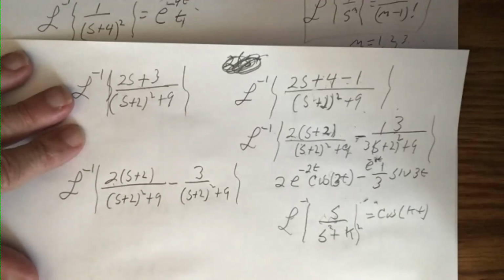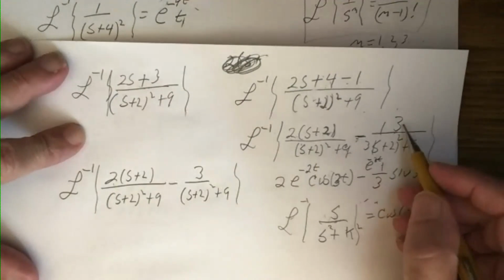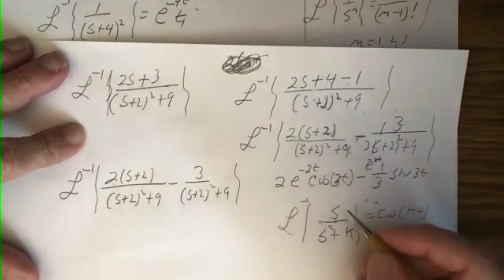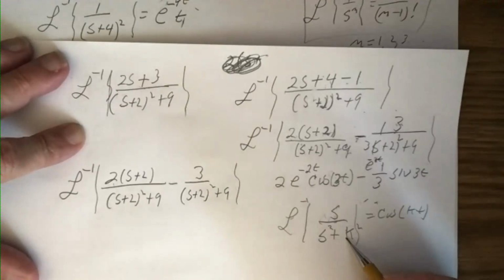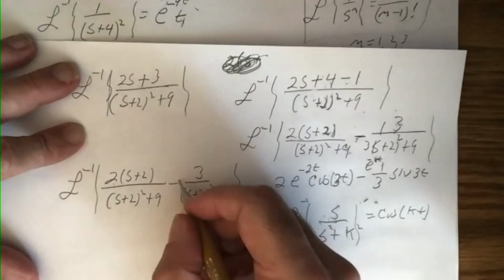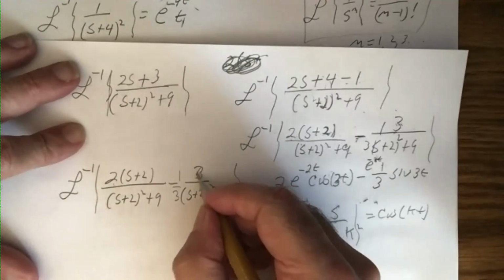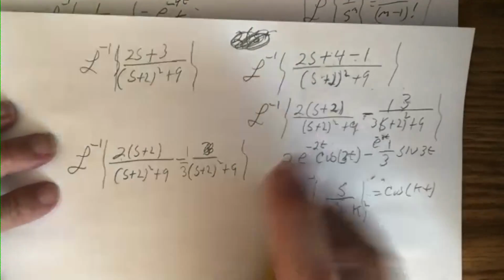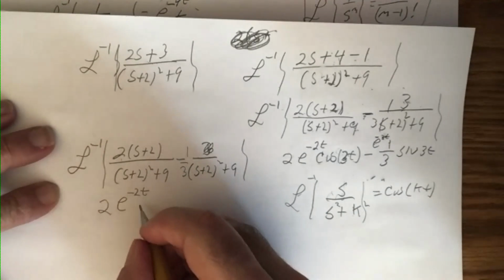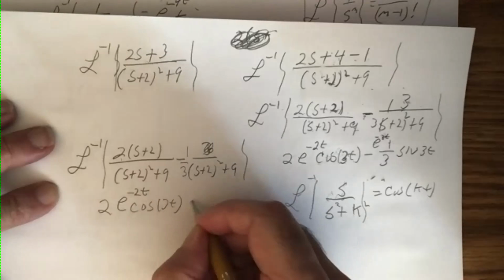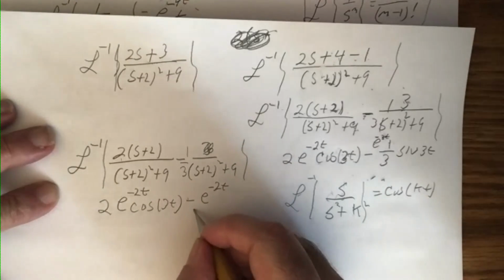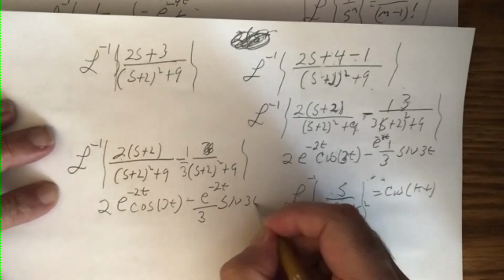Excuse me, Professor. I need a 3 up here. Just let me finish this. I need a 3 up here, right? Because the sine has a k here. It has a k squared, so I need a 3 up here. So this is going to give me a 1/3 here, right? Okay, so the final answer is 2e to the minus 2t cosine of 3t minus e to the minus 2t divided by 3 sine 3t.